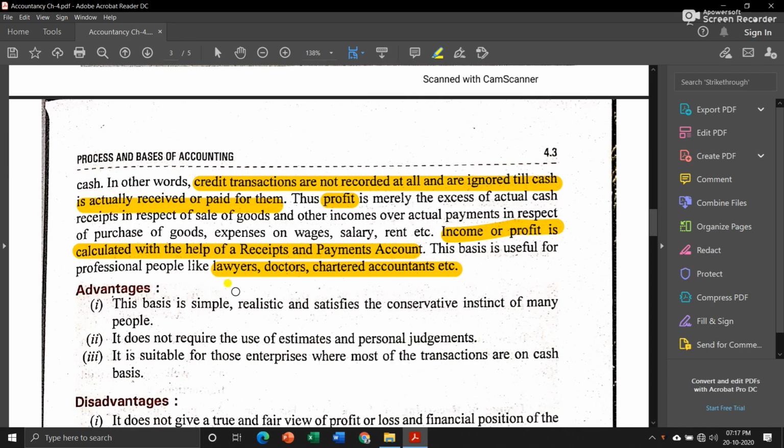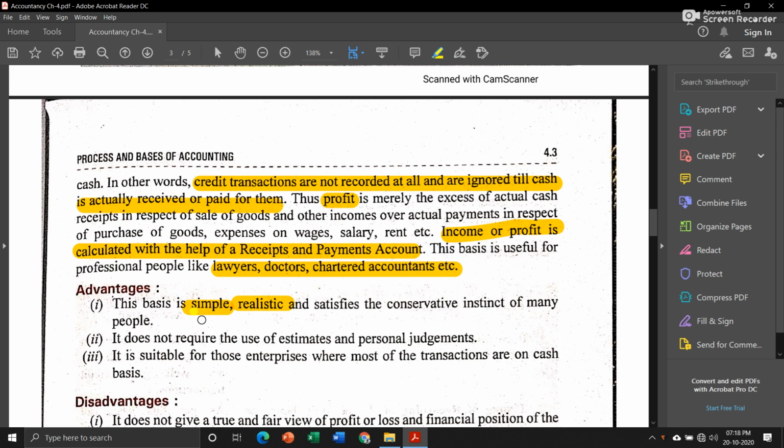Now let us see what are the advantages of this system. Now this is simple, realistic, and satisfy the conservative instinct of many people. Means this cash basis is very simple.